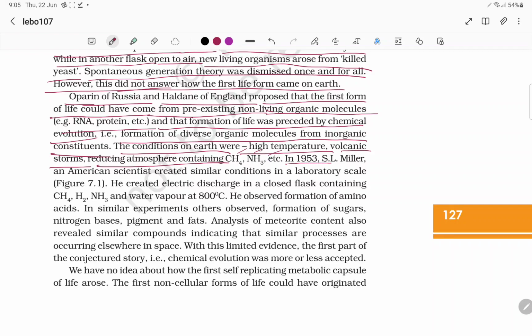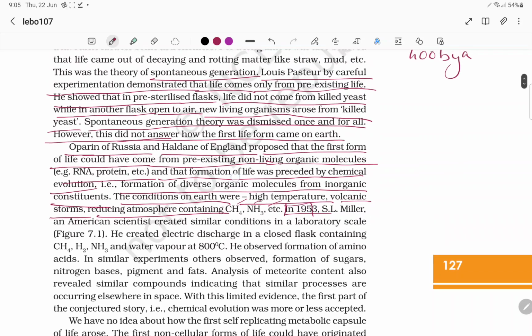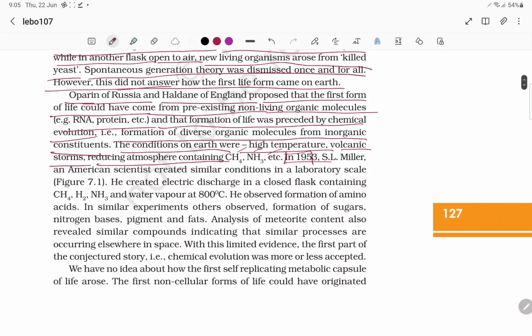So in 1953, S.L. Miller, an American scientist, created similar conditions on a laboratory scale. He created an electric discharge in a closed flask containing hydrogen gas, methane, and ammonia, and water vapor also. At 800 degrees Celsius, he observed the formation of amino acids.